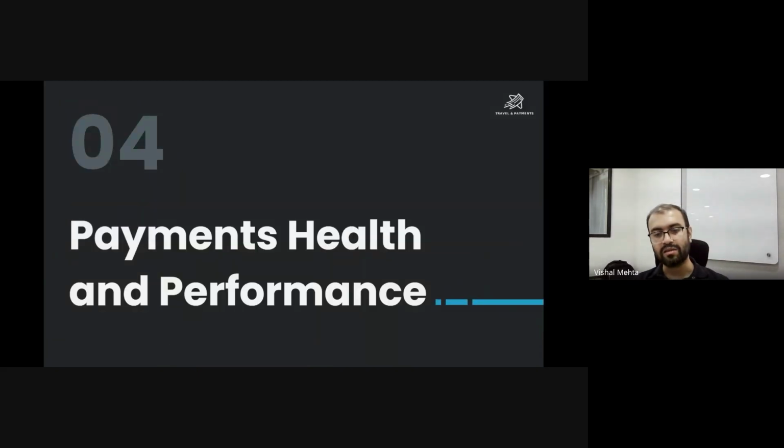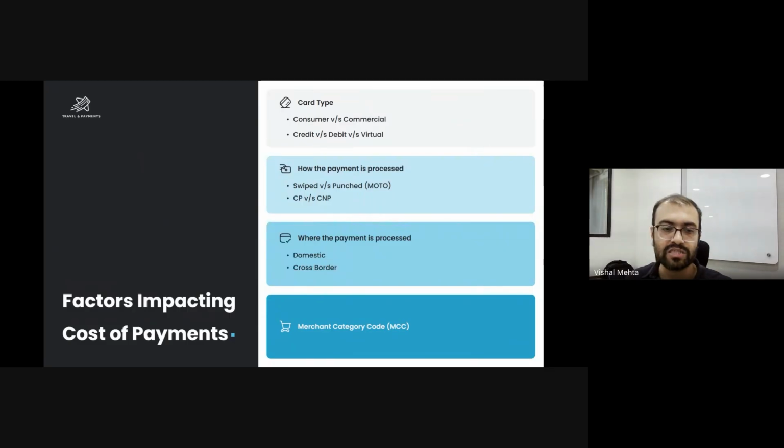Now let's talk about payments health and performance. When a merchant has its own payments team, there are two key metrics which are the only two metrics that matter. The first is cost of payments, and second is approval rates. Any payments team, any merchant, these are the only two metrics which matter to them. Of course, if fraud is also part of the payments team, then the number of chargebacks is the third metric. But in a payments team where payments is the only KPI which they have, then it is cost of payments and approval rates. So what are the factors which impact the cost of payments?